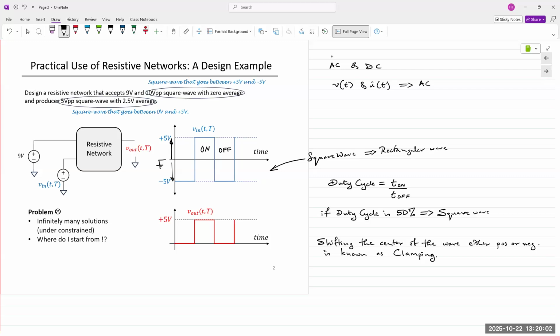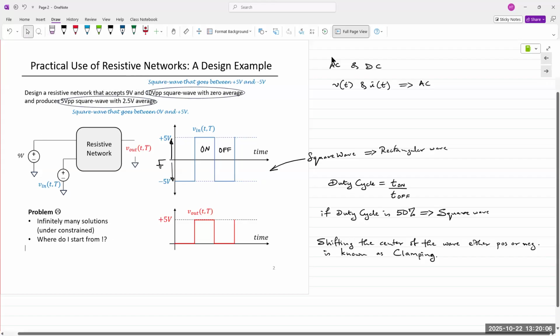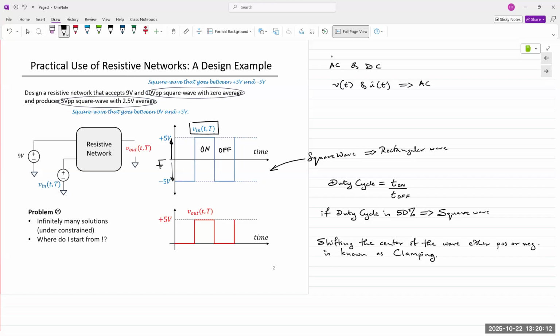So in this example, that's exactly what you're going to do. We have a square waveform as our input. This is V in of t, a voltage as a function of time that is applied to the input. And the output voltage is required to be shifted from 0 to +5.